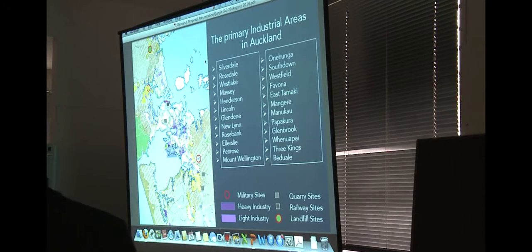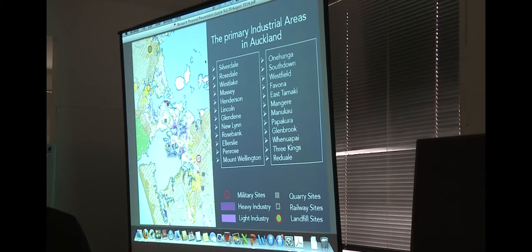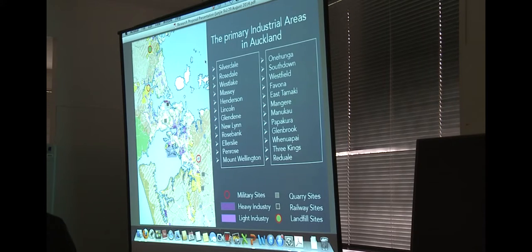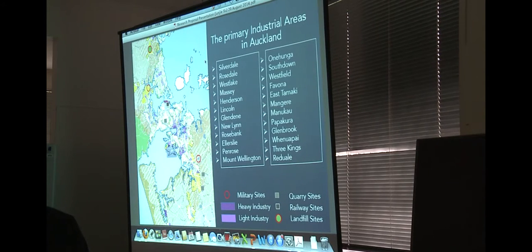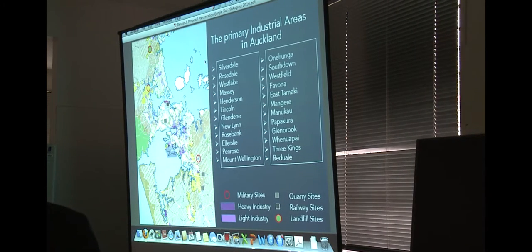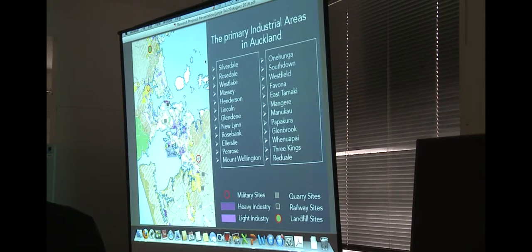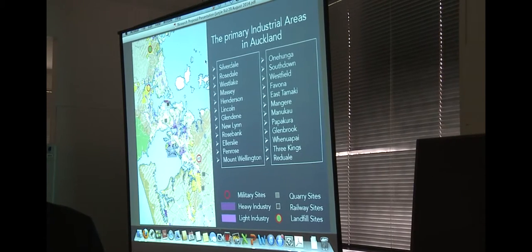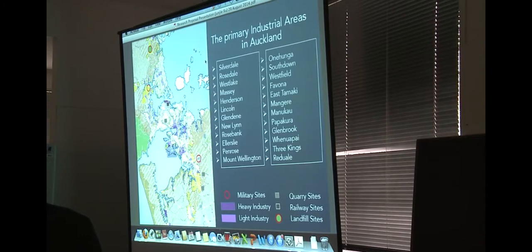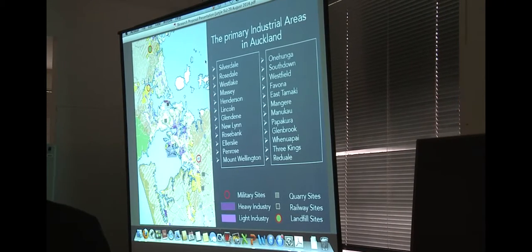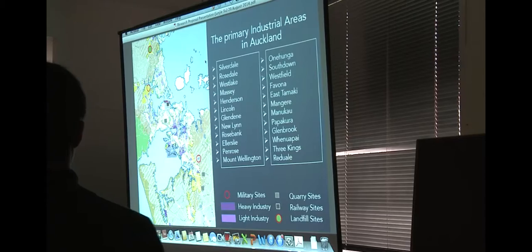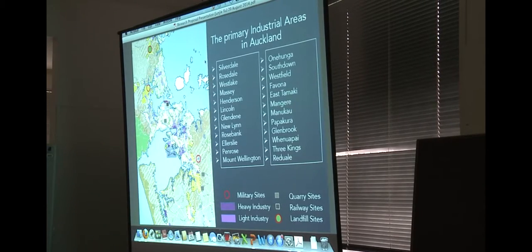So in the Auckland area, I have found some places with potential to develop a project and to improve, including military, industry, quarry, and other sites.